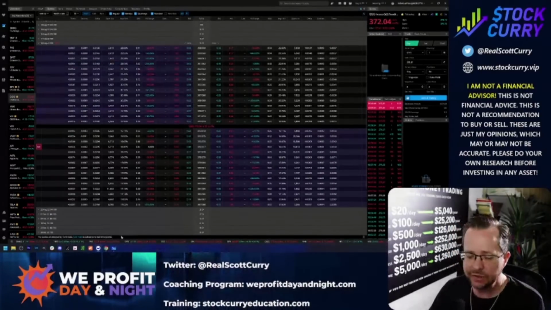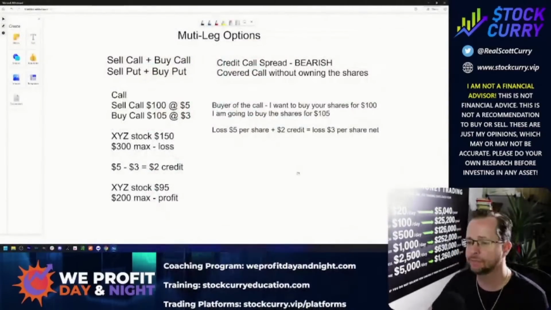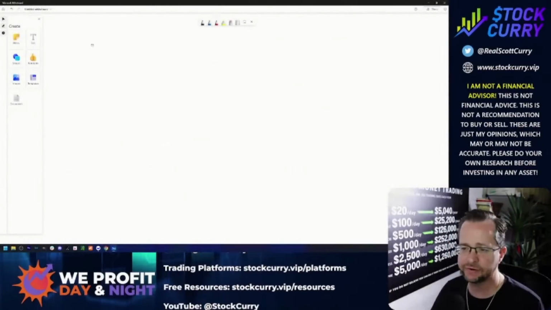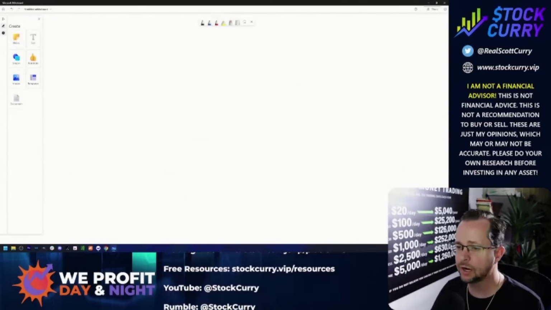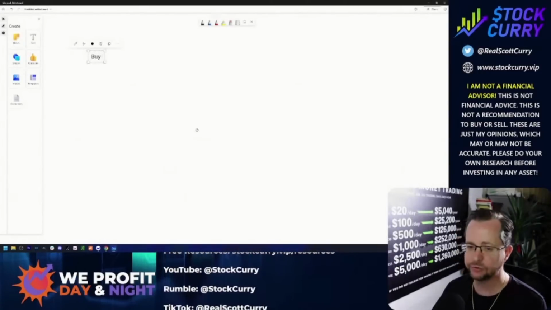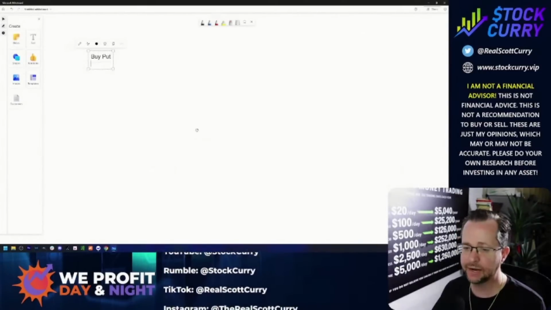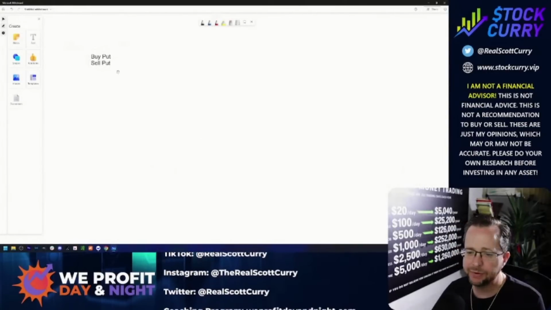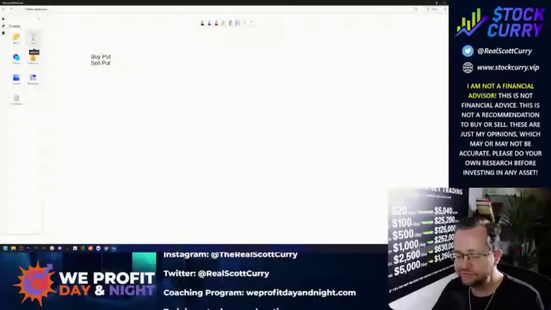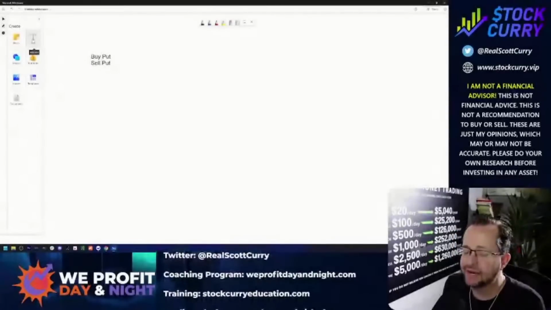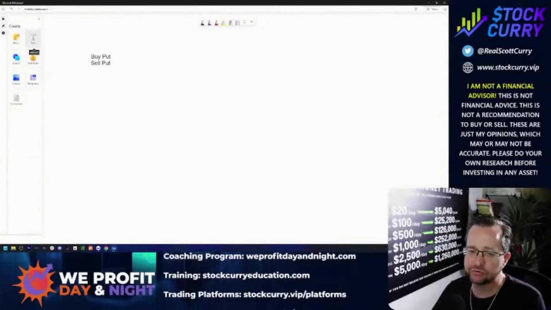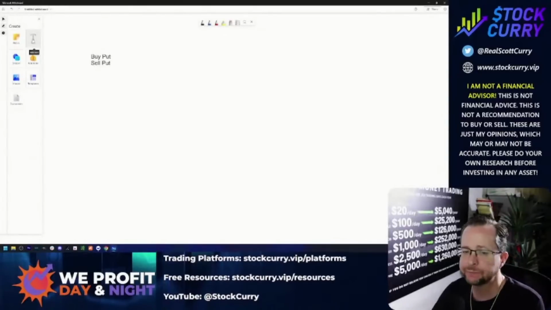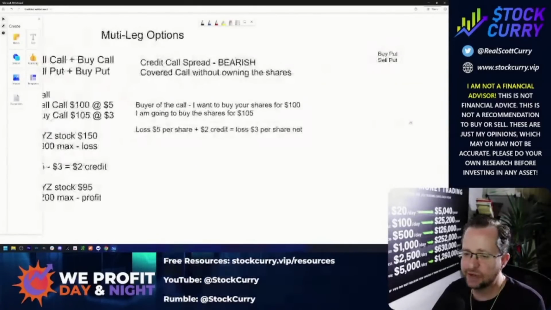Okay, let's do the other one, which is the put. All right, on the put, very, very similar. What you're going to do on the put is you're going to buy a put and you're going to sell a put. That's it. That's all you're doing. Buy a put, sell a put. Now, same thing. If I don't have the cash to actually sell a cash secured put, I can still make money this way. And here's how this goes.